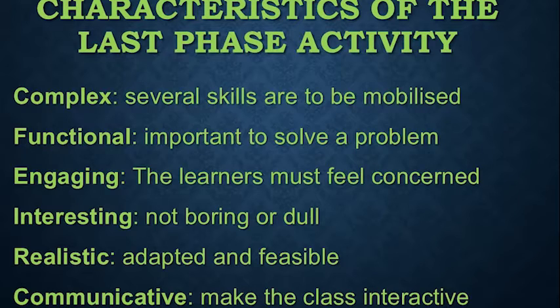And number 4, the activity must be interesting, not boring or dull. It must also be realistic. Number 5, realistic means adapted and feasible. Adapted to their level and feasible. Feasible in terms of time, feasible in terms of complexity. And communicative, the most important characteristic. Communicative, that is, you have to make the class interactive. You have to create the atmosphere of interaction, enough interaction in the classroom.